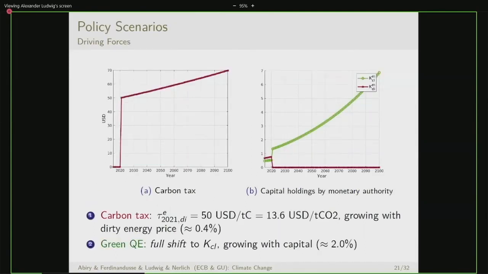Now, in our policy experiments, in the carbon tax experiment, we say that up front, in year 2021, we introduce a $15 target carbon tax per unit of CO2 stock, which is 13.6 per unit of flow. And this is then held constant, so that relative to the dirty energy price, it is a tax rate of 0.4%, so that the level is increasing along the transition. In the policy experiment for the central bank's capital stock, we do a full shift of dirty holdings to zero towards the green holdings of the monetary authority's capital holdings.